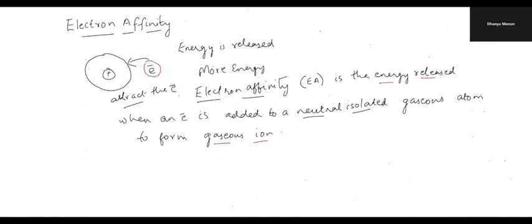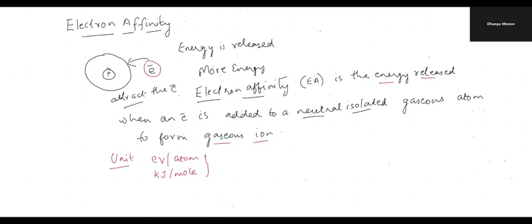Now the unit of electron affinity is the same as ionization energy: electron volt per atom or kilojoules per mole. So this is the unit.